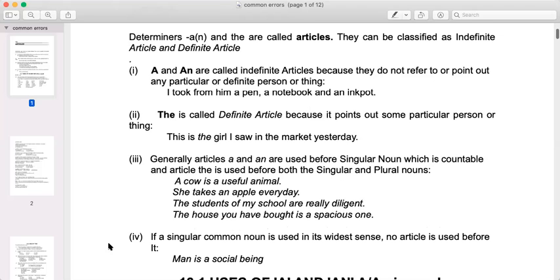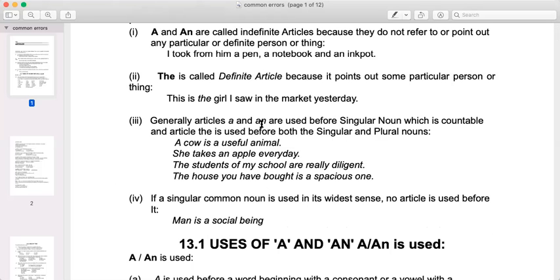Now the use. Generally, articles a and an are used before singular nouns which are countable, and the article the is used before both singular and plural nouns to point out the definiteness of that noun. Example: a cow is a beautiful animal. She takes an apple every day, which means she is taking one apple every day. The students of my school are really diligent, referring to particular students. The house you have bought is a spacious one, referring to a particular house.